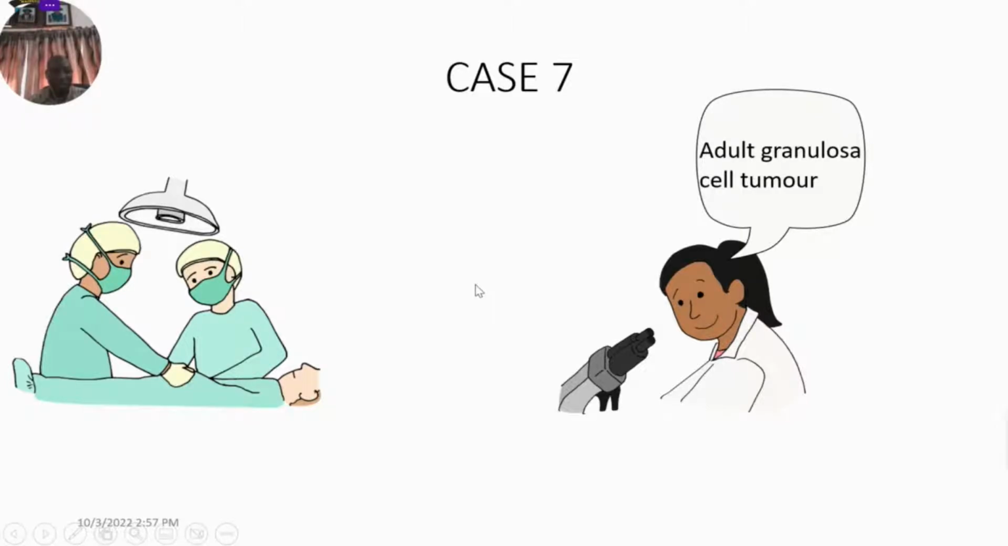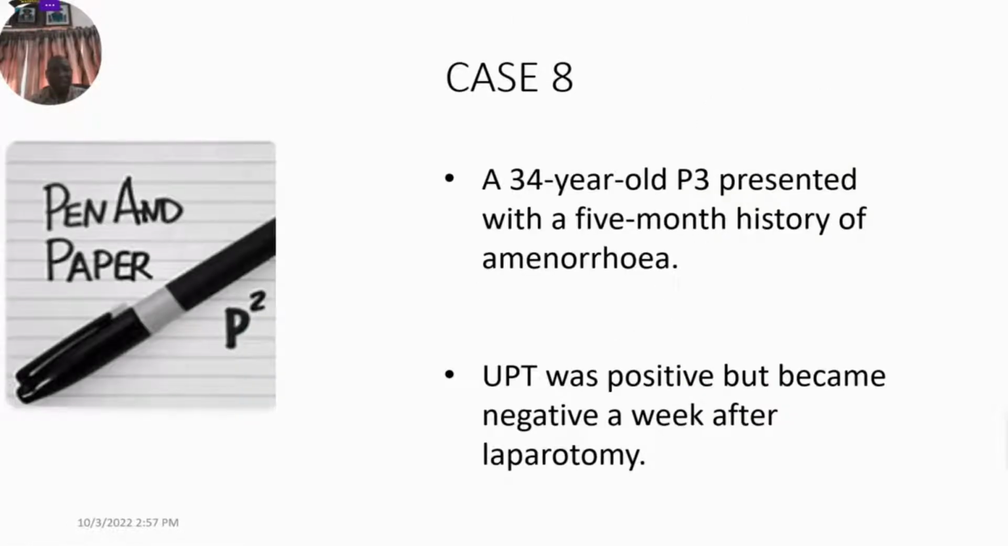granulosa cell tumor. Case number 8 was a 34-year-old para 3 who presented with a 5-month history of amenorrhea. UPT was positive but became negative a week after laparotomy.